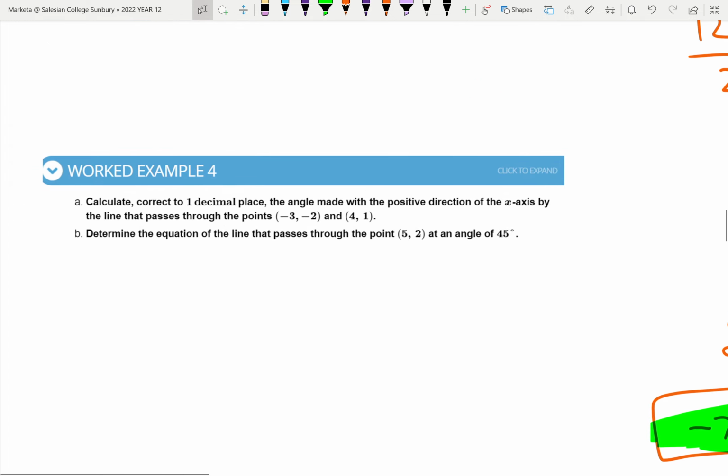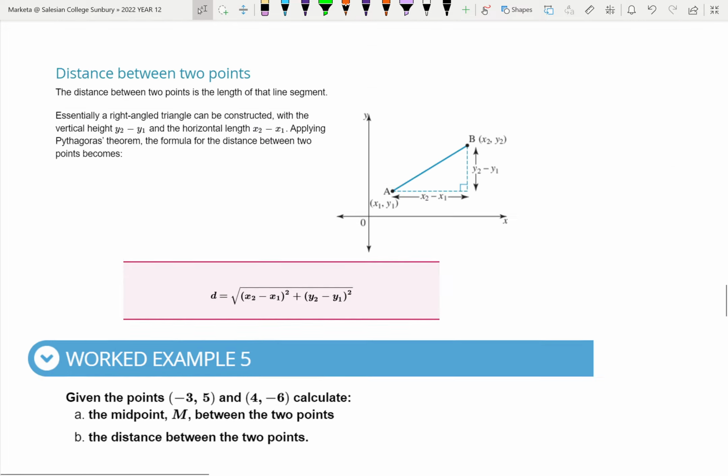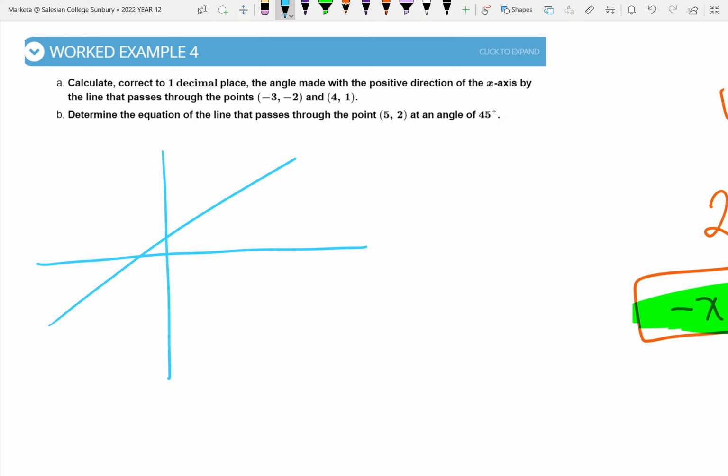Okay, next, I think this is, maybe not, 2 more to go, sorry. Okay. So calculate to 1 decimal place the angle made with the positive direction of the x-axis by the line that passes through the points, and so on. Okay, so the angle made with the positive direction of the x-axis. So if we think about what that means, there's some line, and this is the angle in here. And the formula we have is tan theta equals the gradient.